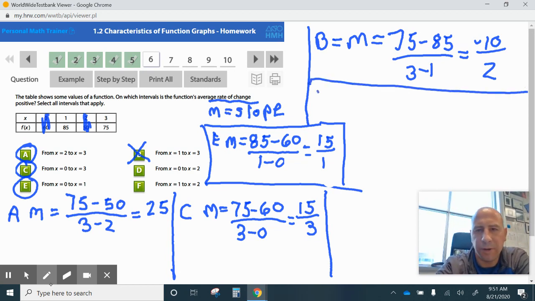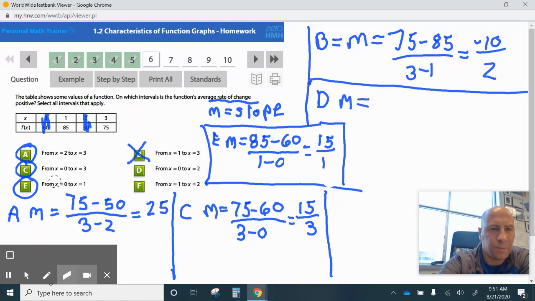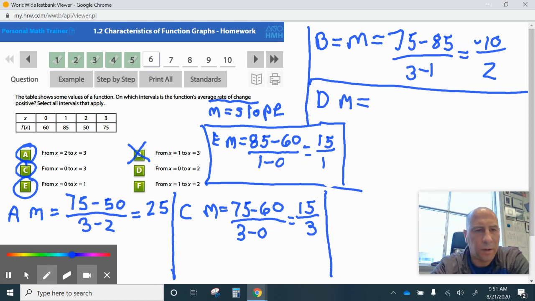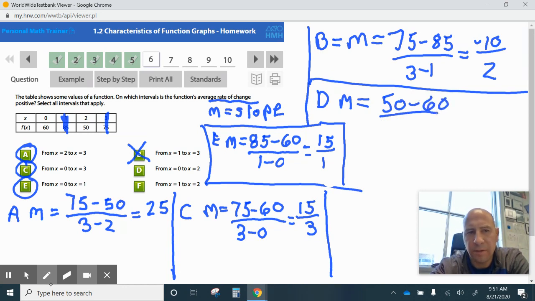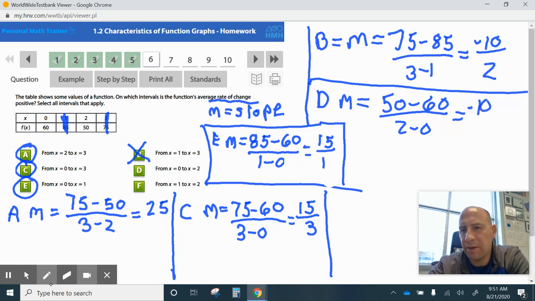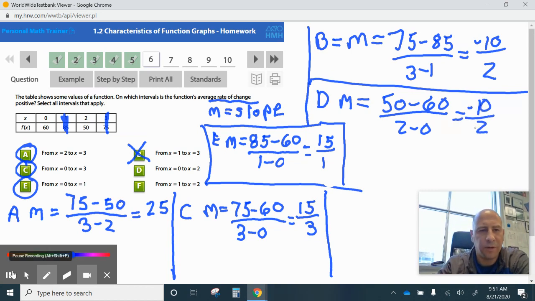Now let's look at answer choice D. So D says between 0 and 2. So mark out this and this. Okay, so then that's 50 minus 60 divided by 2 minus 0 equals negative 10 divided by 2. It's negative, so it can't be D.